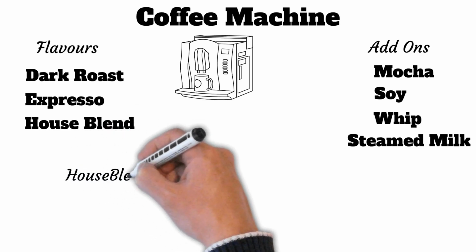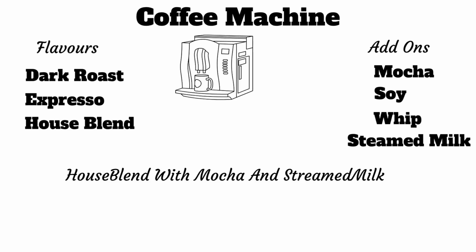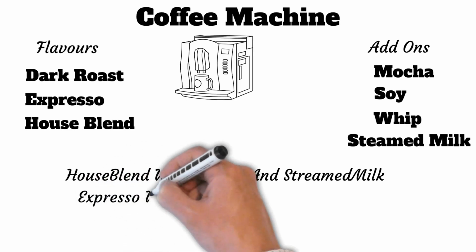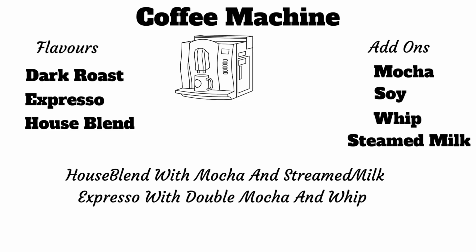For example, we can have a house blend with mocha and steamed milk, and we can repeat the add-on as well. So we can have an espresso with a double mocha and a whip as well. So we have to design a system to meet this requirement.